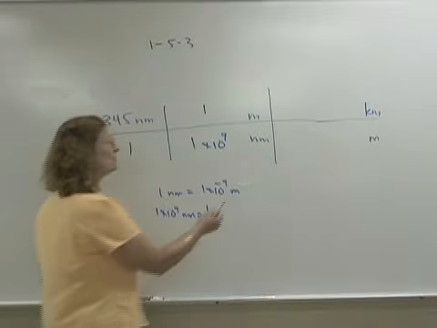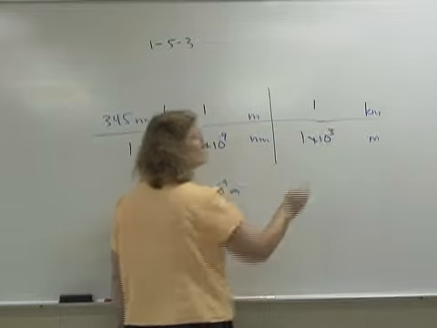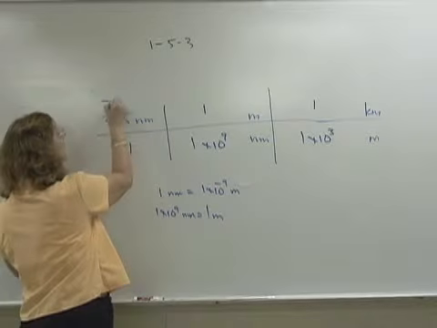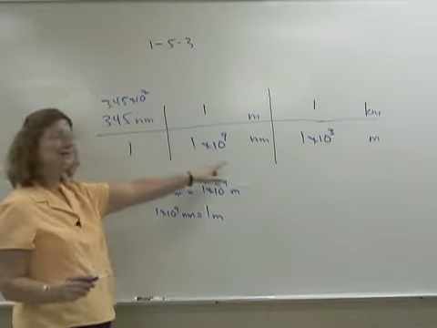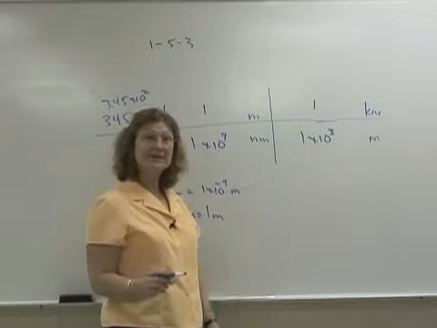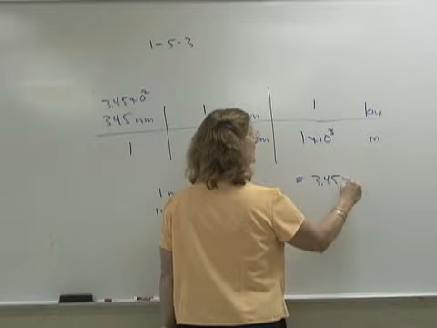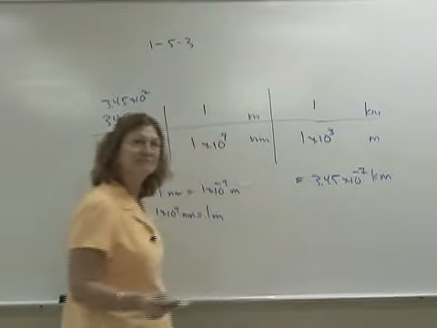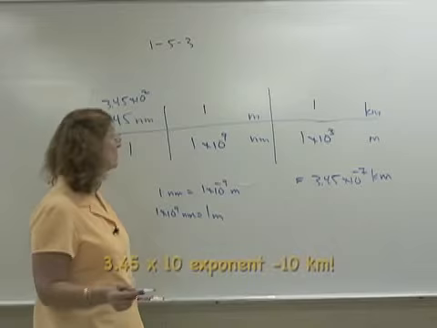So then I go to the next step, and 1 kilometer is 1,000 meters. So I have exponents here, and this number is 3.45 times 10 to the 2. So 2 minus 9 is minus 7, minus 3 is minus 10. So my answer is 3.45 times 10 to the minus 7th kilometers. So that's how you do that type of problem.